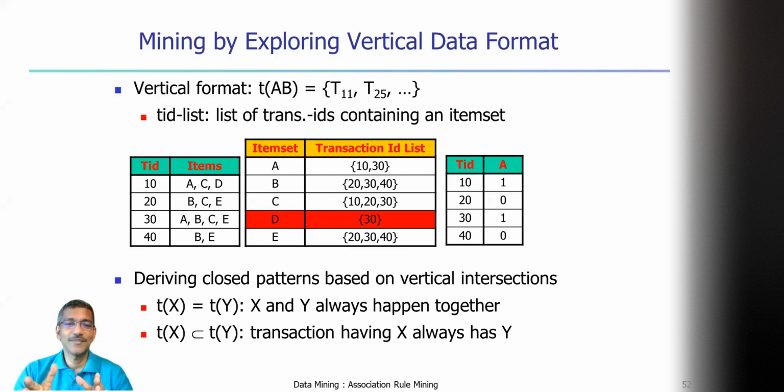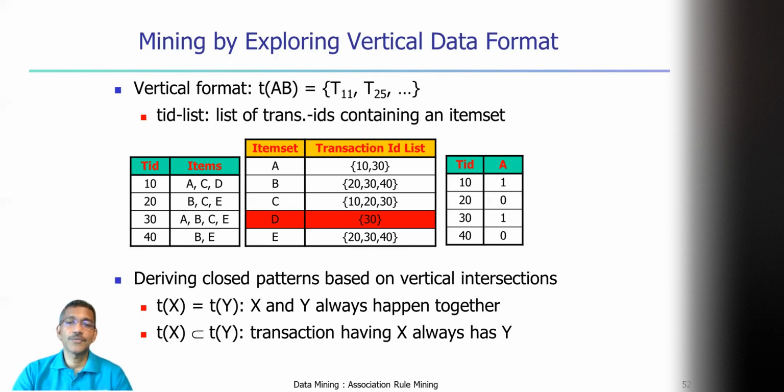I told you that was one of my favorite topics, right? What we do is we take the transactions, and for each item set, we create a bitmap, right? If that item is present in a transaction, we put a 1. If it is not present, we put a 0. If you look at the example, A is there only in transactions 10 and 30, so we have 1 in those two places.